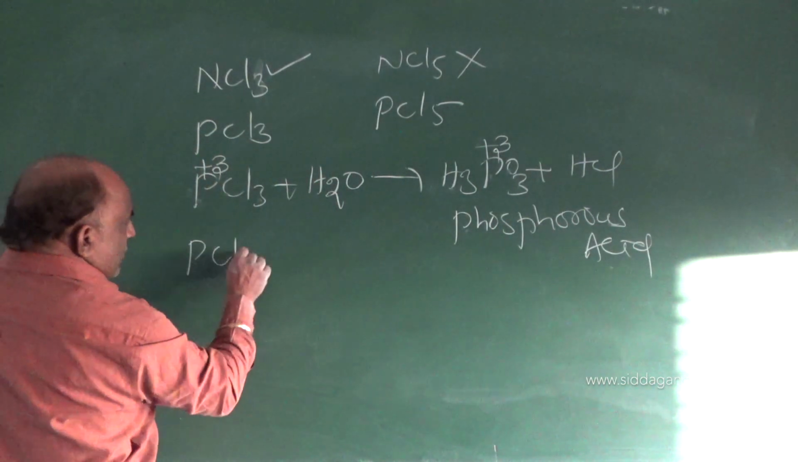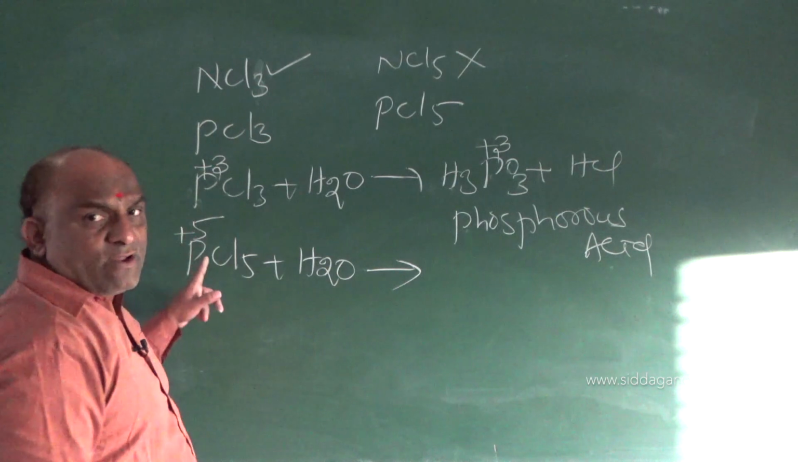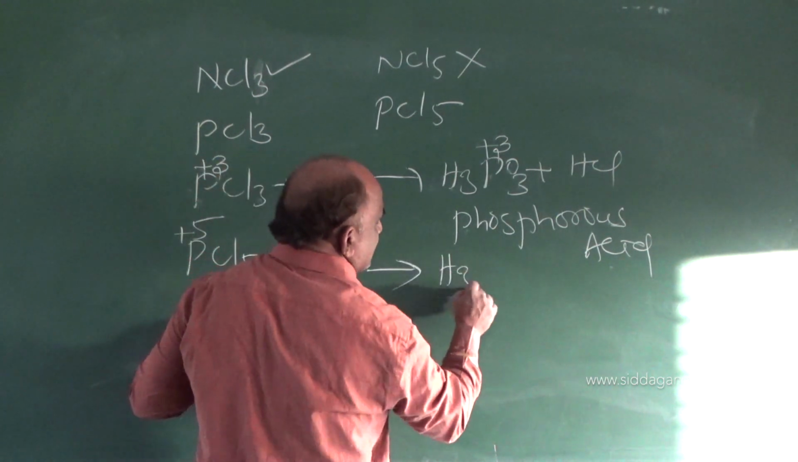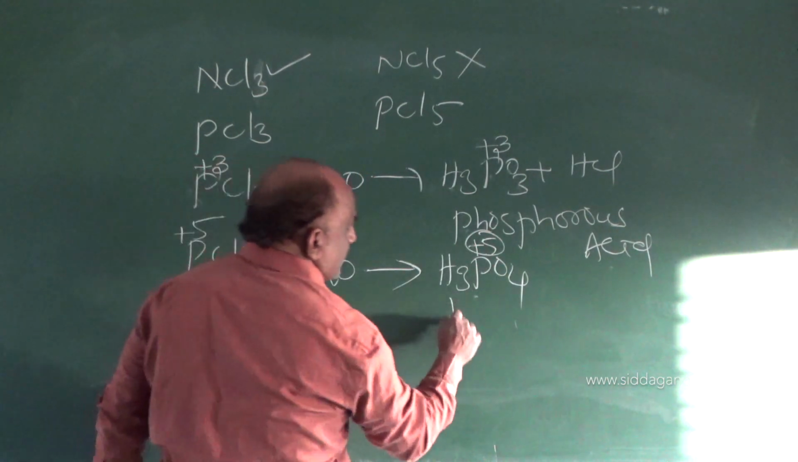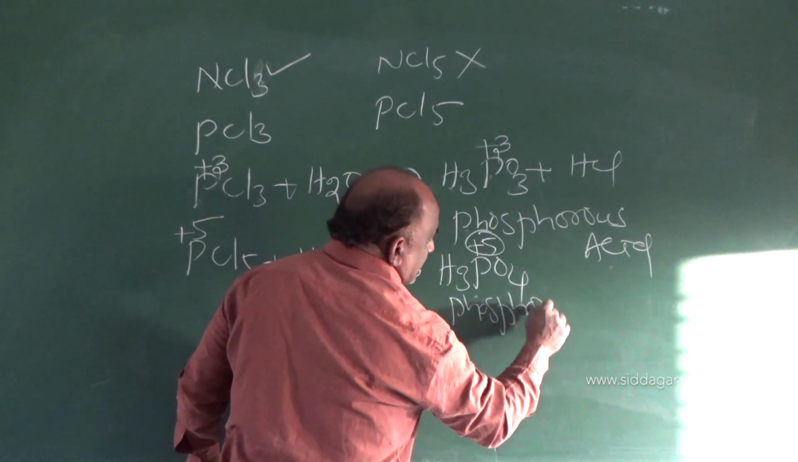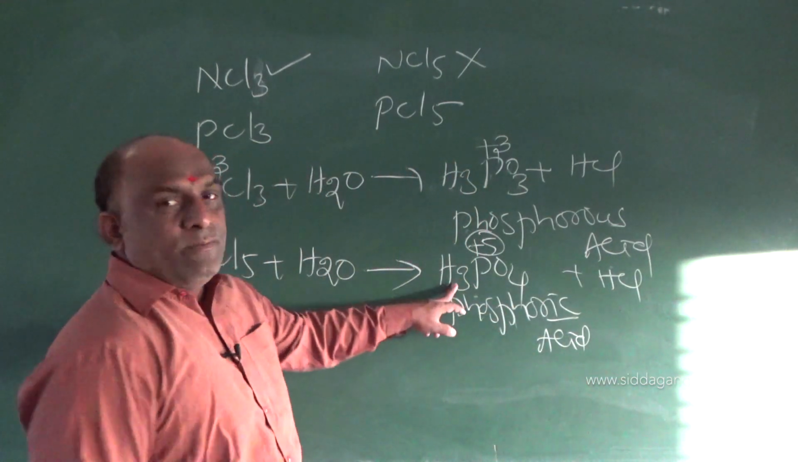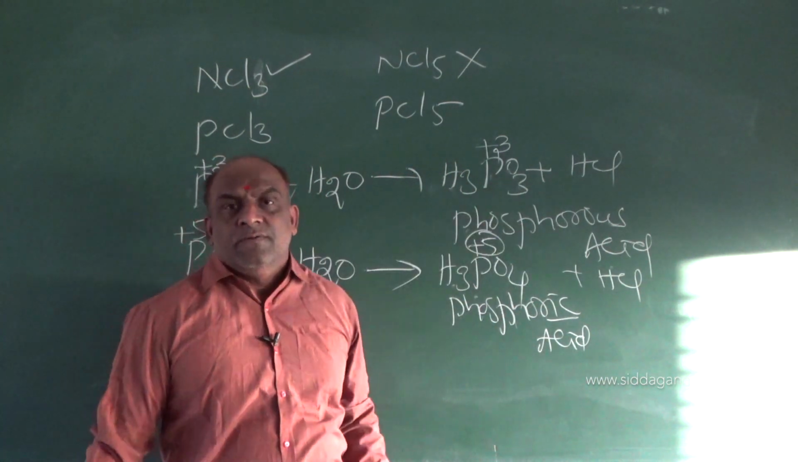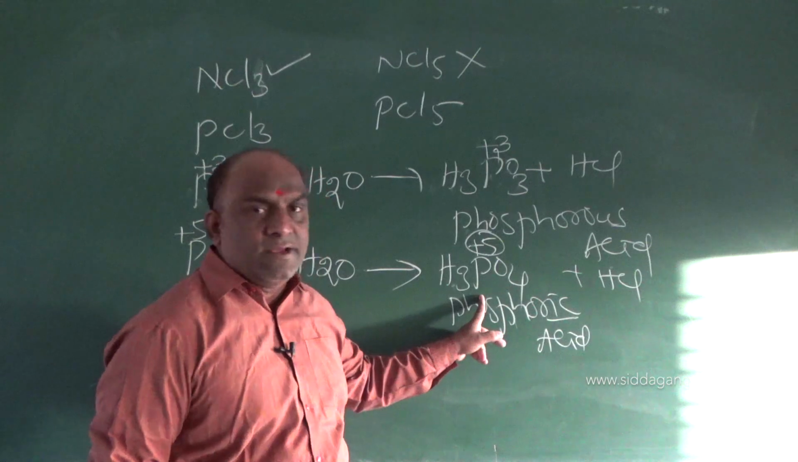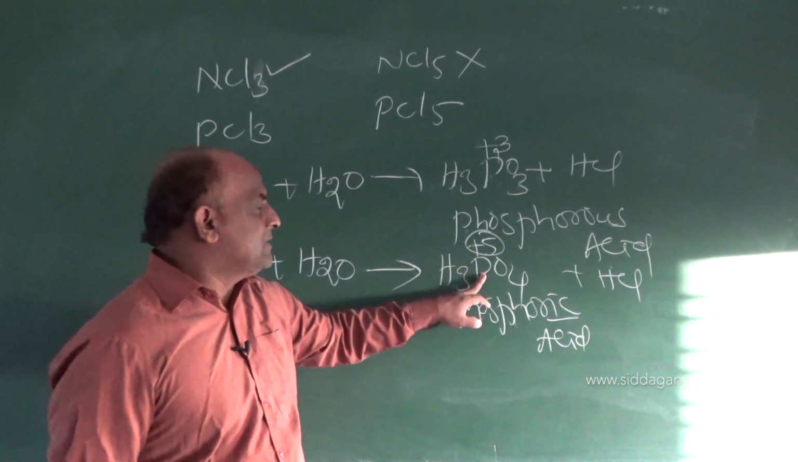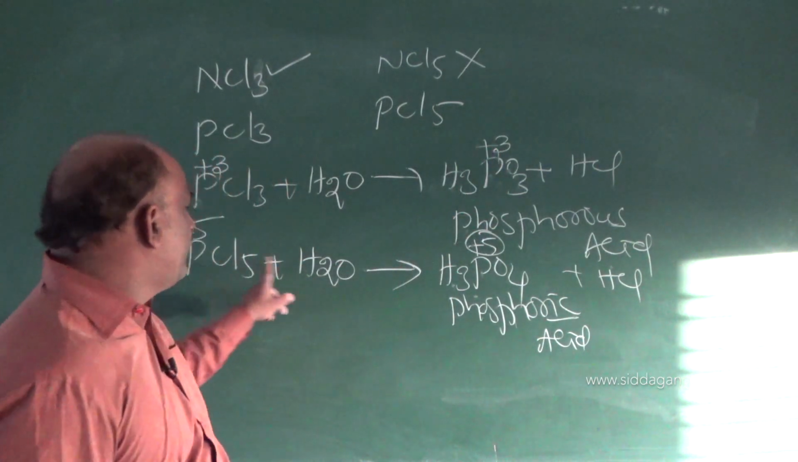If the compound is PCl5, hydrolysis of PCl5 gives rise to H3PO4. In PCl5 the oxidation number of phosphorus is +5, and in H3PO4 the oxidation number of phosphorus is also +5. This compound is called phosphoric acid. So we know two types of phosphorus acids: one is phosphorous, the second is phosphoric. In phosphoric the oxidation number of phosphorus is +5, and in phosphorous it is +3. So this is the hydrolysis of pentahalide reaction.